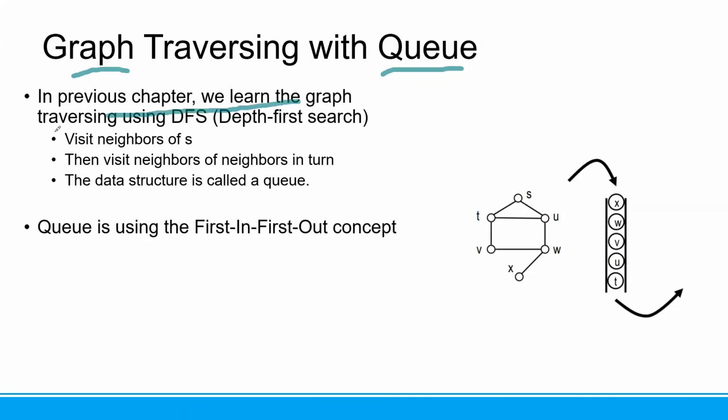So in the previous chapter, we learned graph traversing using DFS. We visit the neighbors of S, and then visit the neighbors of the neighbors in turn, and we want to use the Q. So let's say I start with S, and then first I visit the neighbors of S. Let's say I visit U, and after I visit U, I want to visit another neighbor, which is V, and then another neighbor, which is W, and then another neighbor, which is X. Every time I visit a neighbor, I can remove it using the Q.